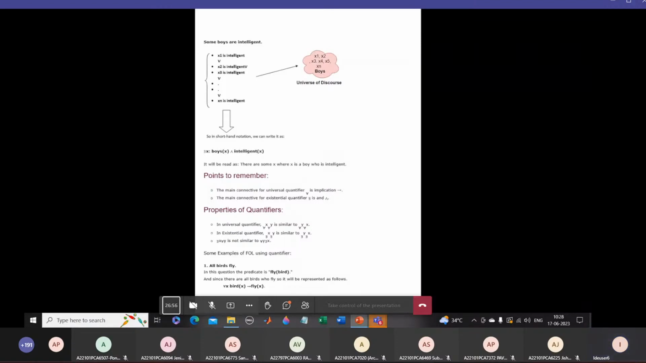Because it uses the term existence qualifiers. So here you can see, for at least some X, they are intelligent. So X is intelligent. That is some boys.